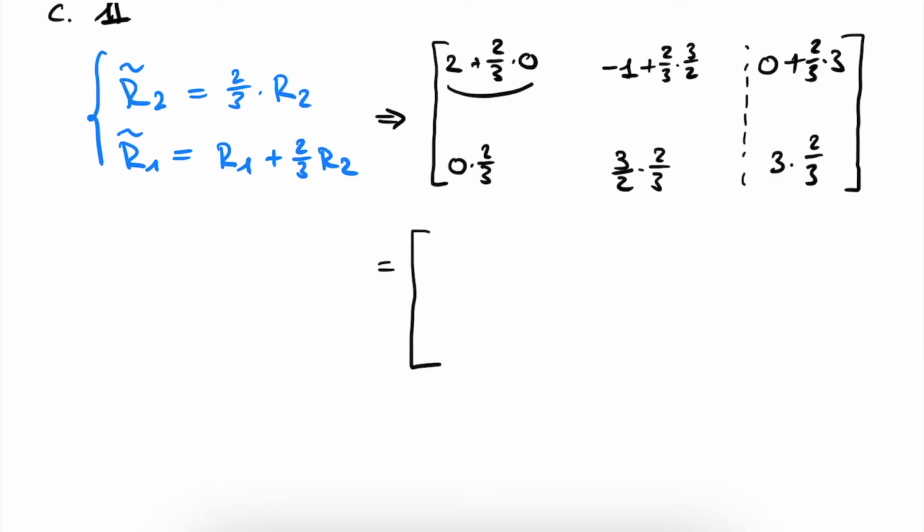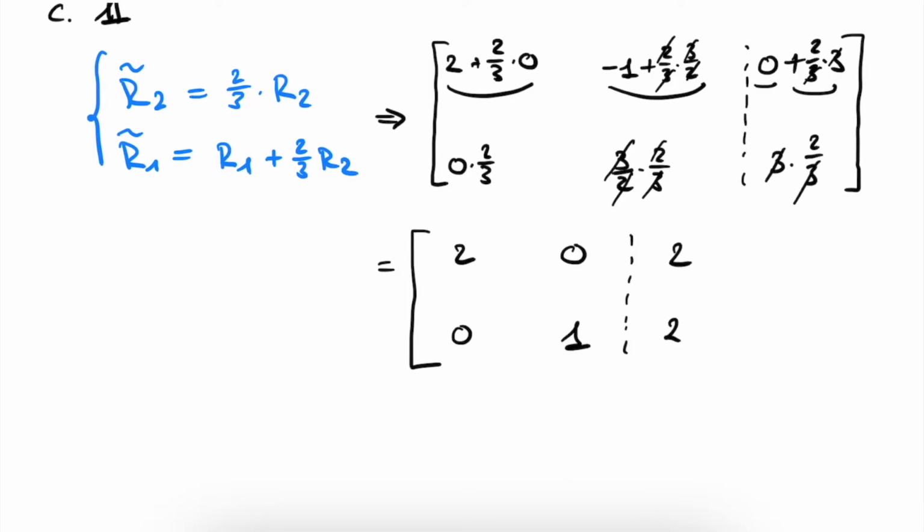On this position, we simply get 2 again. On this position, we get -1 times this multiplication of these two fractions, which simply becomes 1. So we have -1 plus 1, which is of course 0. Then for the third element, we have 0 plus, these 3 cancels out, and we are left with a 2. So this becomes also a 2. For the second row, we have 0 times 2 over 3, which is 0, and 3 over 2 times 2 over 3, which simply becomes 1. And for this element here, we also get a 2.